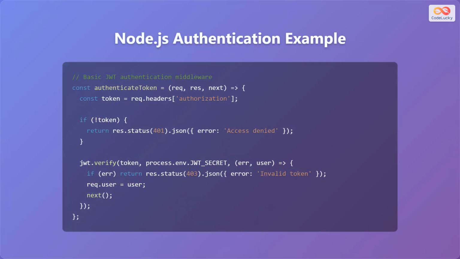Here's an example of how authentication can be implemented in Node.js using a basic JSON Web Token, or JWT, authentication middleware. The authenticateToken function checks for a token in the request headers. If a token is present, it verifies the token using a secret key. If the token is valid, it allows the user to proceed. Otherwise, it returns an error.